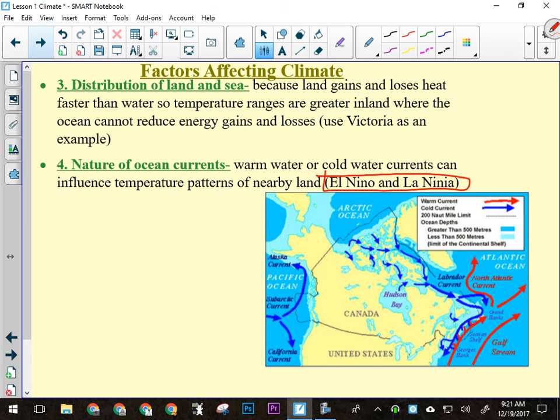So the La Nina is the exact opposite. After El Nino, we typically follow with the La Nina, and that is that suddenly there's this massive cold water current that comes in, and that lowers the global ocean temperature several degrees and typically causes a colder, wetter winter.